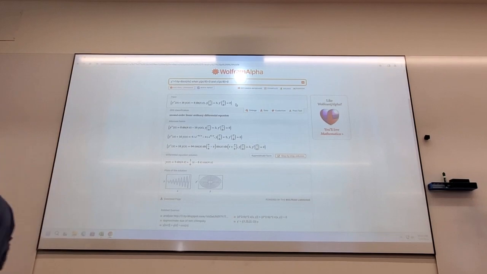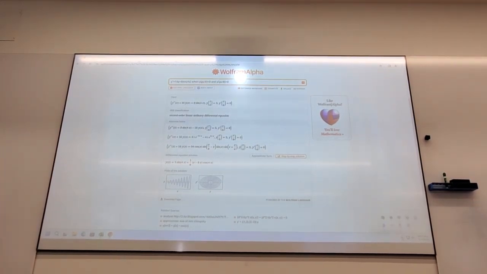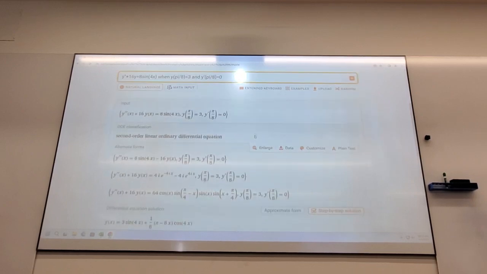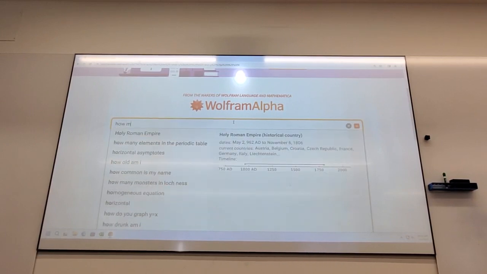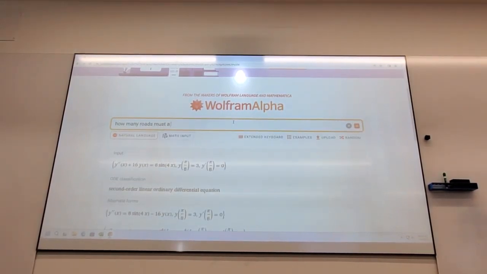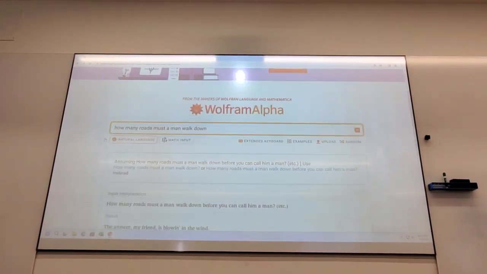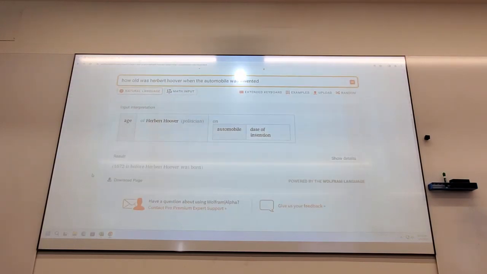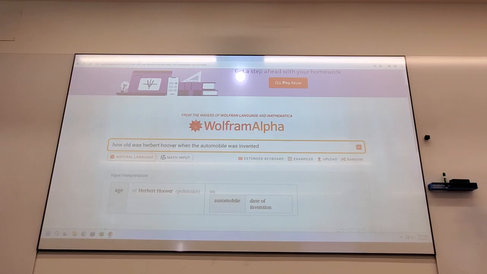And by the way, just to show you, this is probably too small for you anyway, but you can tell me if I am there. That's better. If you just type in something like, how many roads must a man walk down? The answer, my friend, is blowing away. Yeah. If you ask, how old was Herbert Hoover when the automobile was invented? I'm going to show off my absolutely horrible spelling. Did I misspell Herbert? Herbert Hoover, when the automobile was invented. 1672 is before... wait. The automobile was invented in 1670? I guess maybe so. Anyway, sorry.